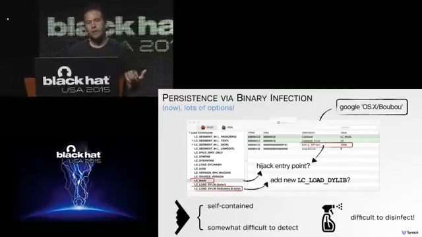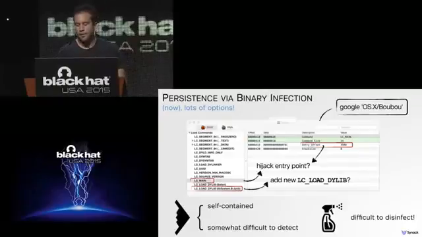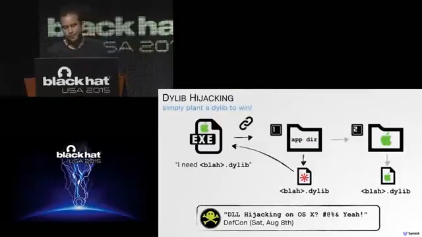Now, there's a myriad of ways that you could infect a Mach-O binary. It could be a talk unto itself. But some basic ideas, you could obviously hijack the entry point. You could add a new dependency. And again, the benefits of this: it's self-contained, somewhat difficult to detect, and also difficult to disinfect.